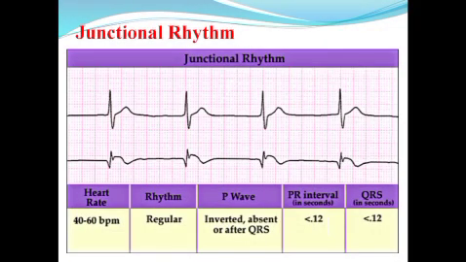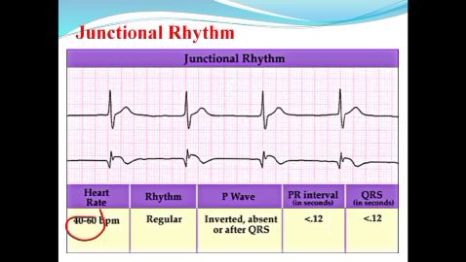Junctional rhythm. Here the heart rate, because the electrical impulse comes from the AV junction, will be around 40 to 60, and it's usually regular. The problem here is with the P wave. It is inverted, absent, or after the QRS complex.